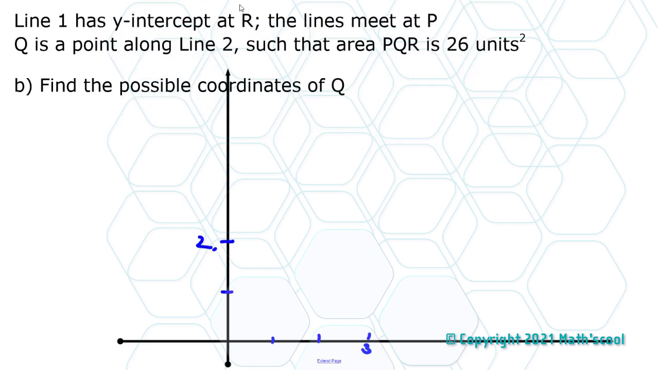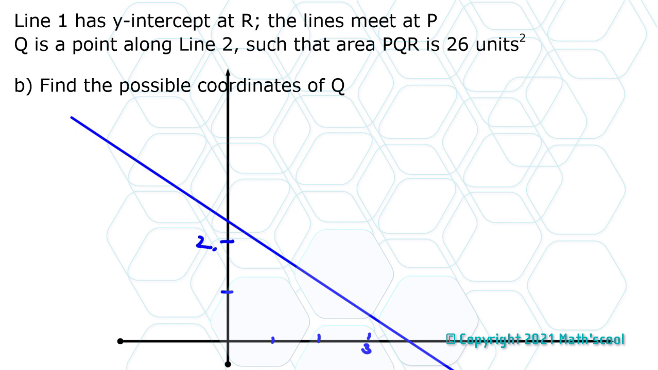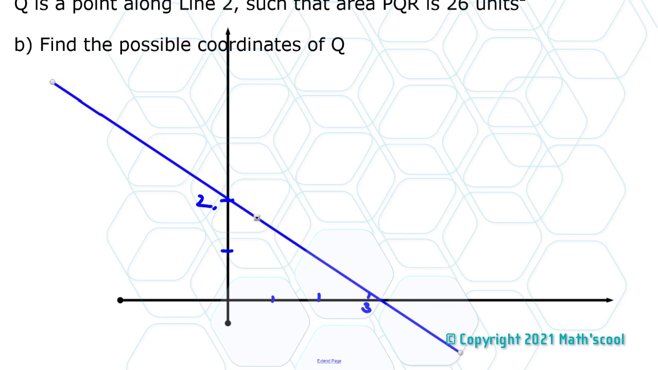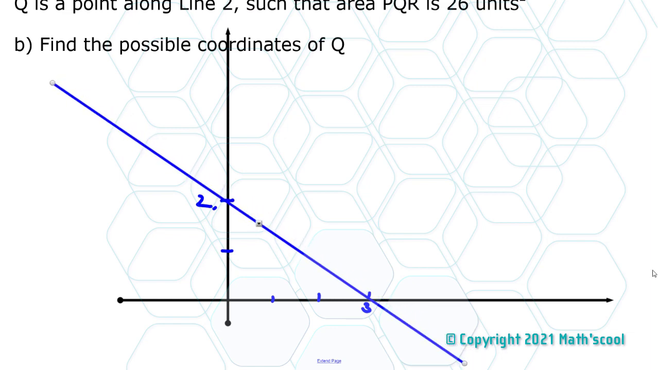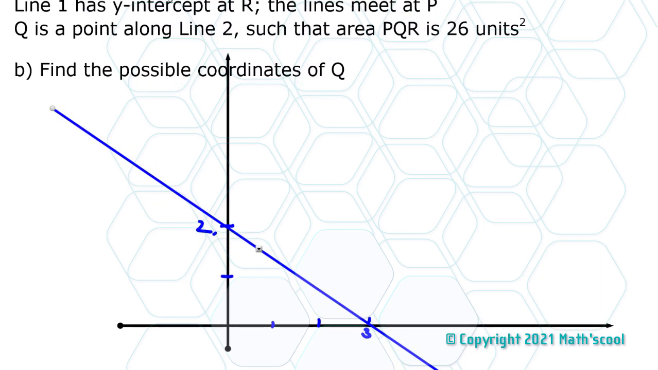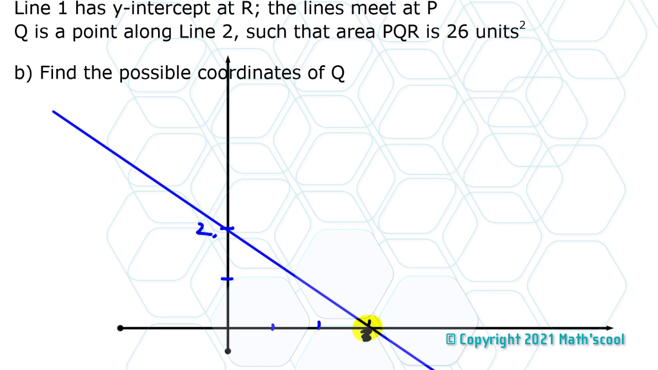Okay, so let's draw that line. Missed again, and got the angle slightly wrong. Okay, so there's my first line, and I can see the root of that line is at 3. Line 2 has the same root, so it goes through this point here. But it's perpendicular to line 1, so that makes this line 2.